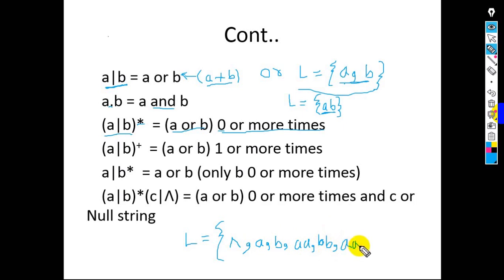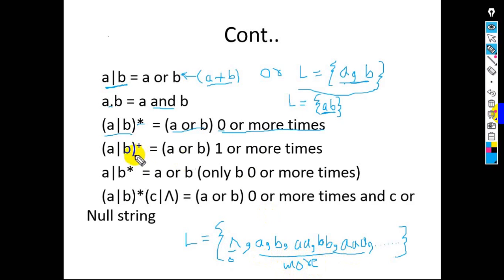3 times A, and then we have 3 times B, 4 times A, 4 times B, and so on. So this means 0 or more times A and B. This is 0 and this is or more times A and B, more times. Got it?